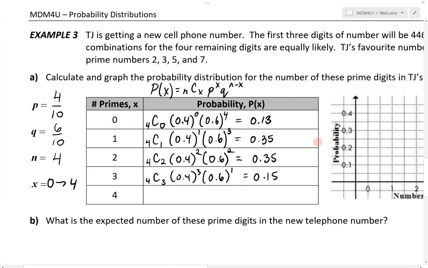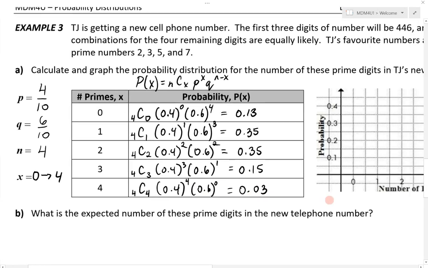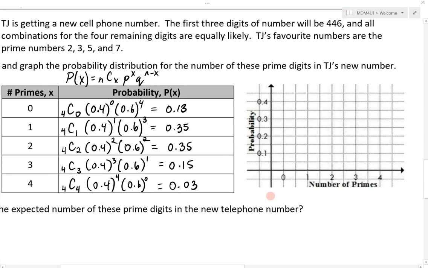And then finally, what if TJ got all 4 digits exactly the way he wanted them, 4 prime numbers? So it's 0.4 to the power of 4 times 0.6 to the power of 0, which is equal to 0.03. Very small probability that would happen. But now that I know all the probabilities for all these different outcomes, I can now model this probability distribution.